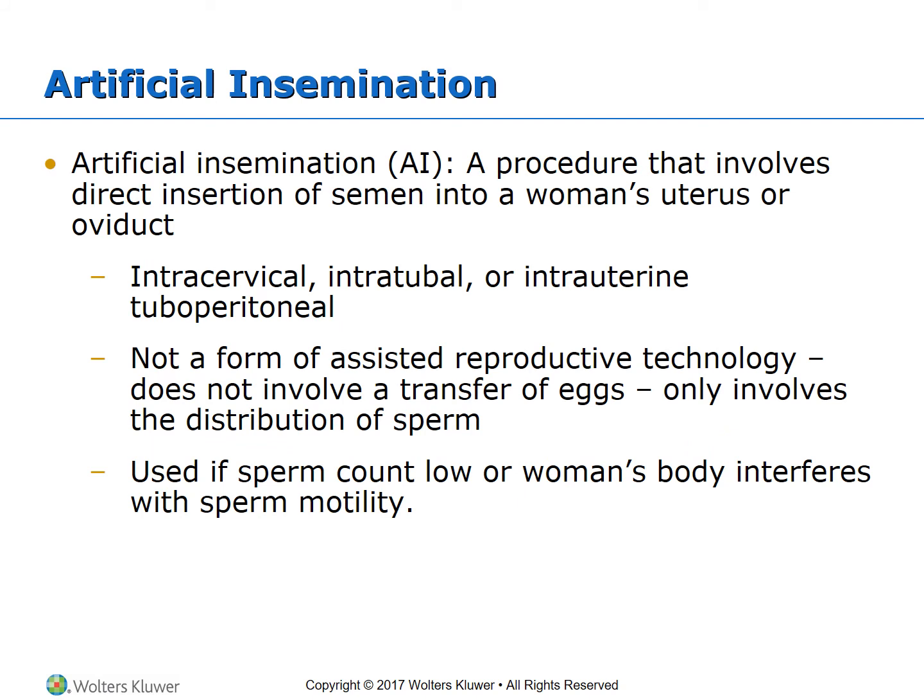Artificial insemination. That is a procedure that involves direct insertion of semen into a woman's uterus or oviduct. It can be intracervical, intratubal, intrauterine, or tuboperitoneal. It is not a form of assistive reproductive technology because it does not involve a transfer of eggs. It only involves the distribution of sperm. And it is used if sperm count is low or a woman's body interferes with the sperm motility.